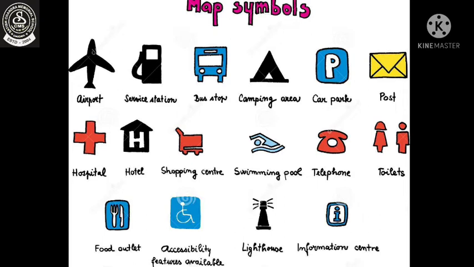So the first one, see, it's for airport. Second, for service station, means gas station. Next, for bus stop, for camping area, car parking. Then for post office, hospital, a plus sign, red plus sign. Then a hotel, shopping center, swimming pool, telephone booth, toilets for male and female. Then for food outlets, accessibility features available, lighthouse, information center. So you can use all these symbols in the map you are making.